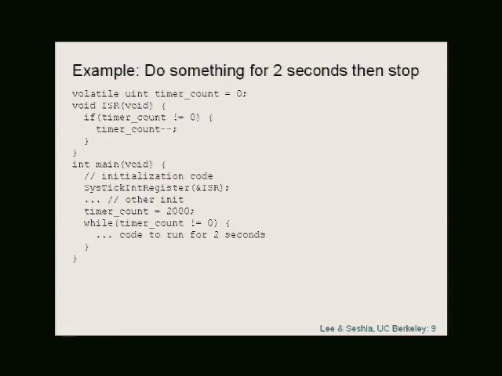And what this while loop is really doing is it's busy waiting on the value of this variable timer count. It's waiting for timer count to count down from 2,000 to 0. And when it reaches 0, it's going to stop executing this code and reach the end of the function. Okay? So that's what the main function is doing.